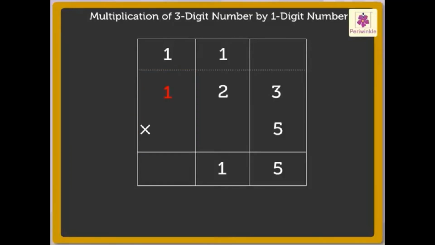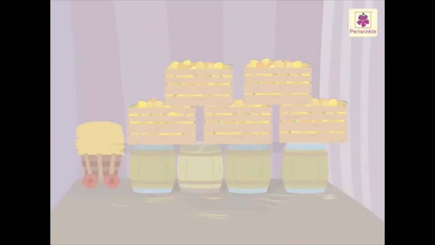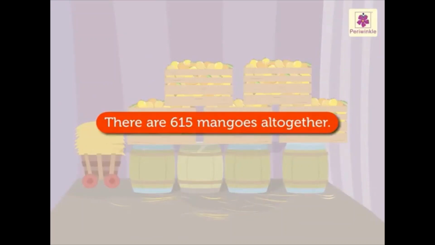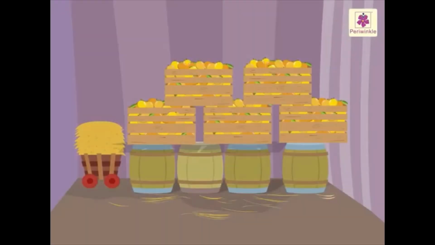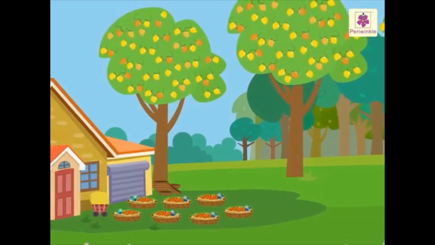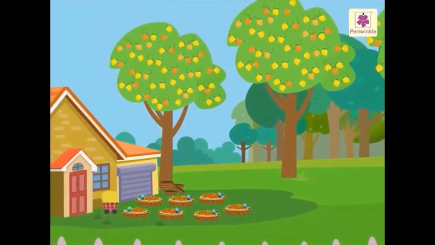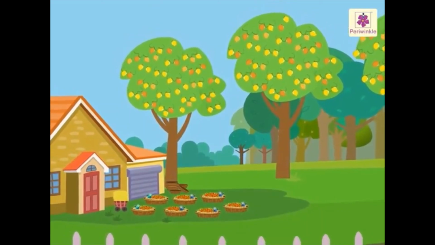That is, 1 hundred into 5 is equal to 5 hundreds. Now, 5 hundreds plus the carried over 1 hundred is equal to 6 hundreds. Fantastic! There are 615 mangoes altogether. They are so tempting. Let us take them home. We had a wonderful weekend at the farmhouse. We will come back soon to explore more of it.